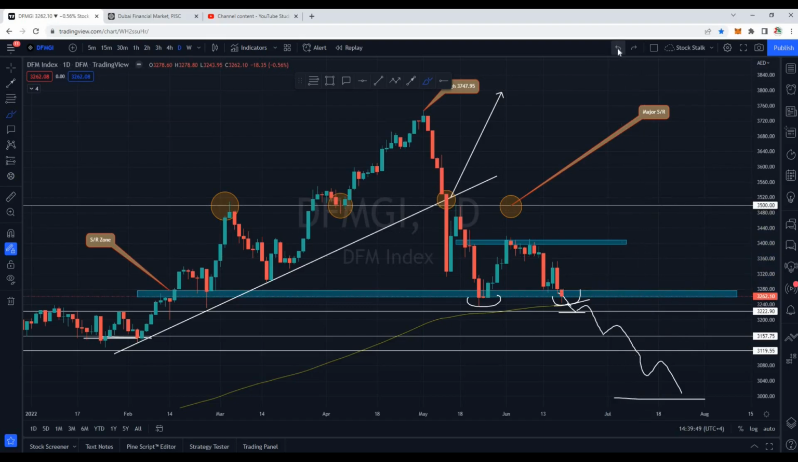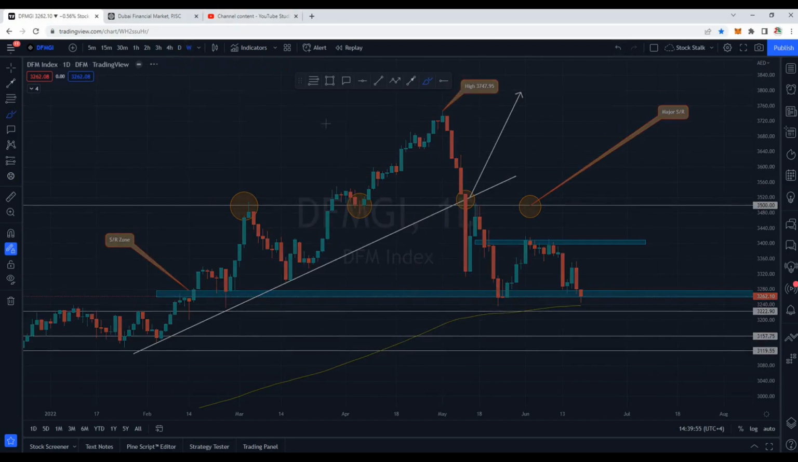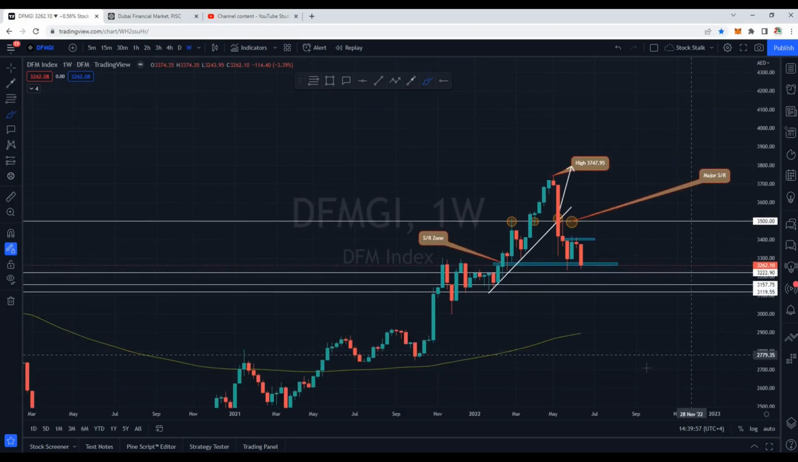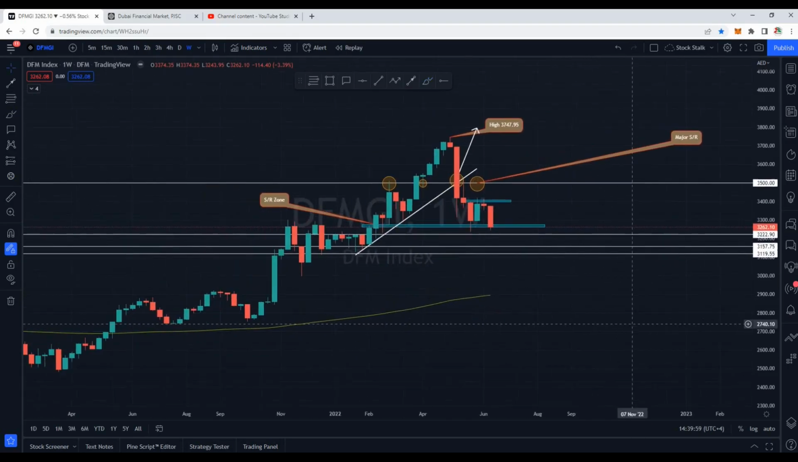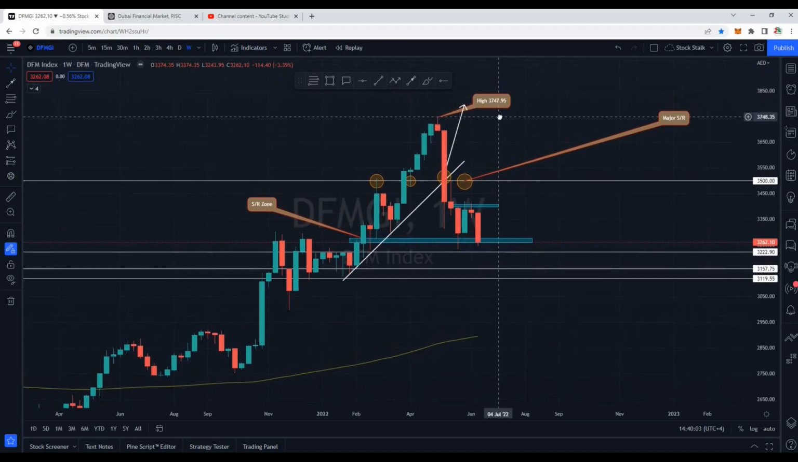Now let me take you to the higher time frame, that is the weekly time frame, and see what's happening there to understand how the market is performing on a bigger time frame. So this is the weekly time frame. Similar price action we are seeing. The high was at 3747. This zone is major support and resistance. Previously this was resistance, then support. Support is now broken. We can see it's taking resistance right in the same zone.